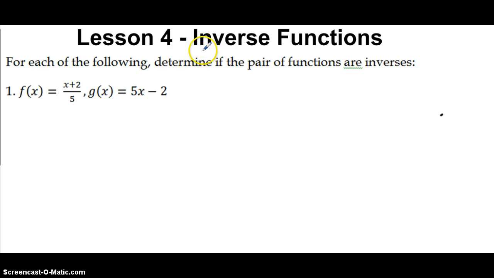Okay, lesson 4, inverse functions. If you remember, inverse by definition is just when you switch the x and y, or the inputs and outputs. That's what an inverse does.